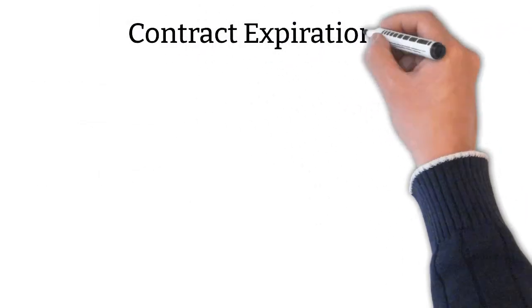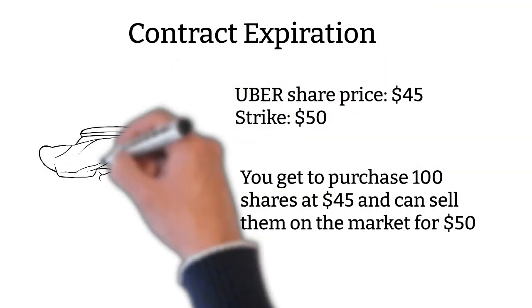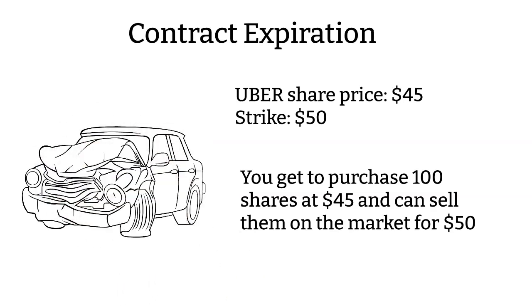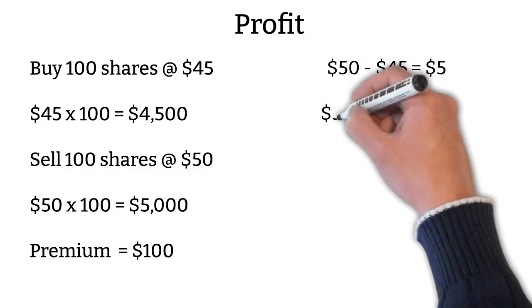Alright, let's assume that your theory was correct, and within 30 days, the share price of Uber dropped to $45 per share. So what this means is that you can buy 100 shares of Uber on the open market for $45 per share and sell them to the person who sold you your put contract at the strike price of $50 per share.